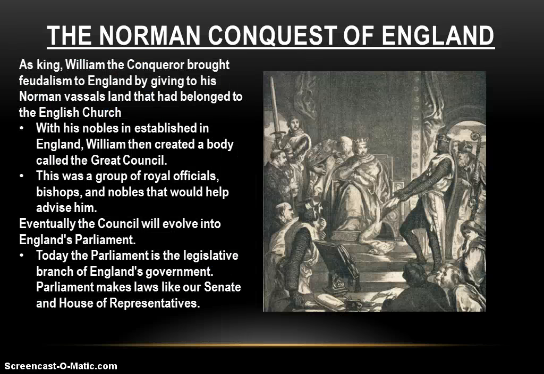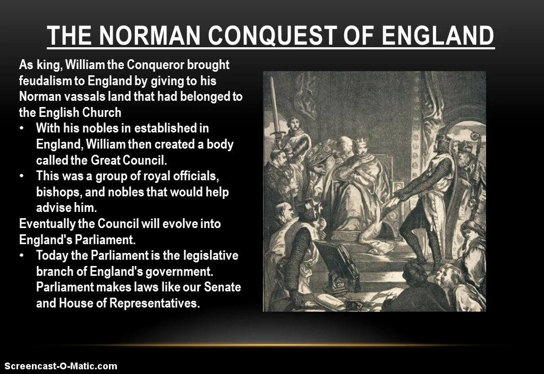Well, now as king, William the Conqueror brings feudalism to England. England did not have feudalism before. It was a strong central government, and it will be again, but now they're going to introduce feudalism because William takes land that had belonged to the English church and he disperses it among his nobles to create feudal states.